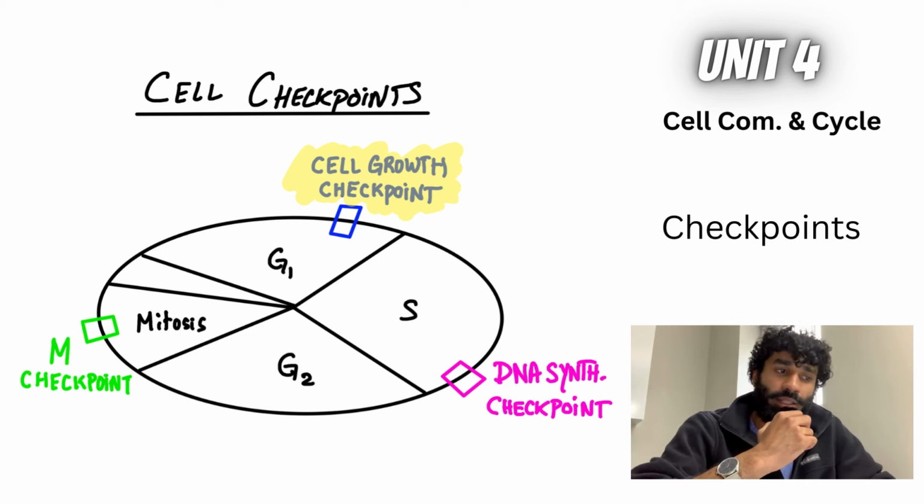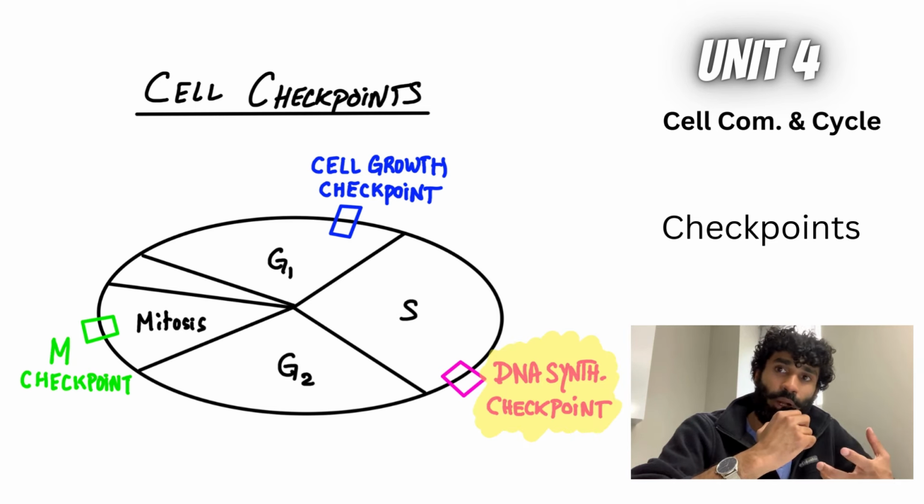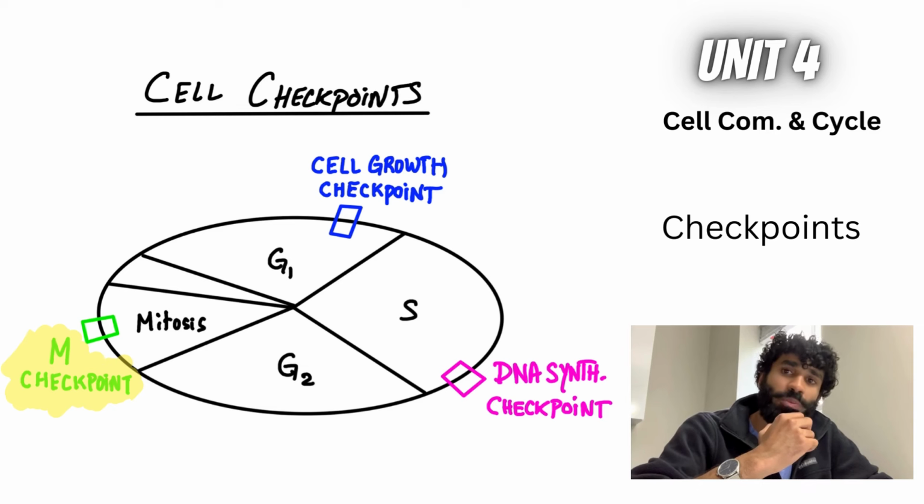The next cell checkpoint is DNA synthesis checkpoint, which occurs during S phase, and it just ensures that the DNA has been replicated properly. And the third checkpoint is the M checkpoint. And this occurs during mitosis and ensures that the chromosomes are attached to spindles prior to anaphase, because you want to make sure everything separates properly.